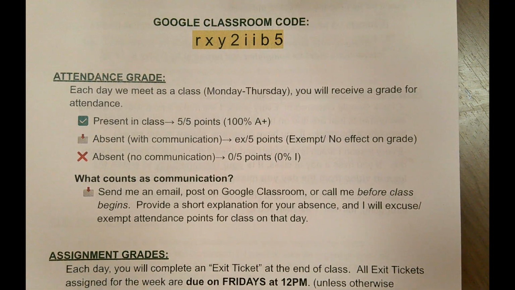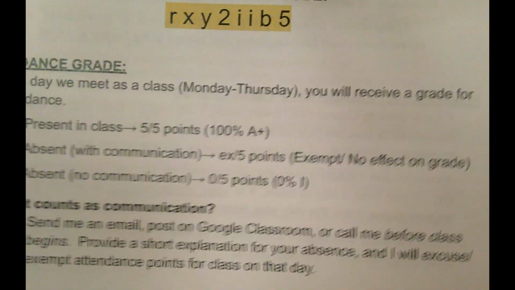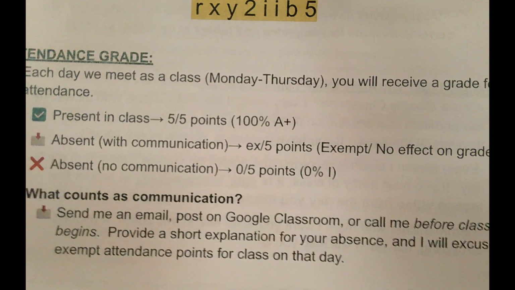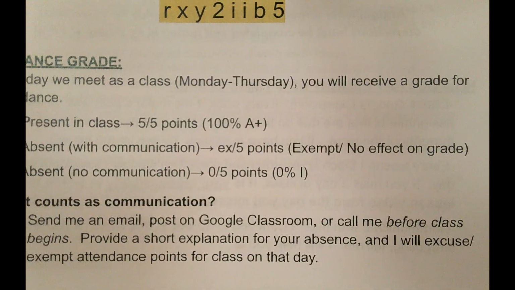All you have to do is just give me a short explanation. Why can't you be here? And let me know before class starts. I will excuse or exempt your attendance points for that day. So what it will look like on the grade book is, instead of a 5 out of 5, I will write EX, which means exempt. It will have no effect on your grade as long as you communicate with me. So it won't hurt your grade. It won't help your grade. Your grade will just stay the same.